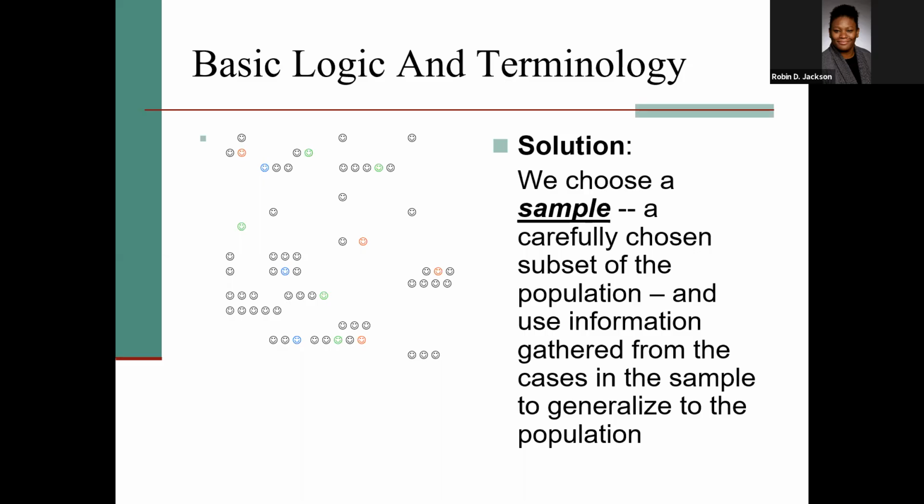When working with samples and sampling, we should know and understand that there are two types of sampling. One is non-probability sampling.